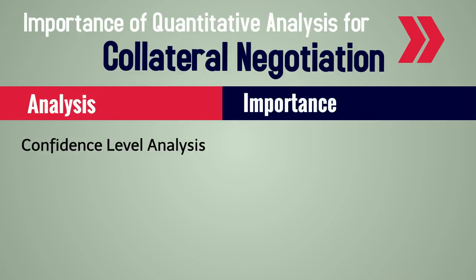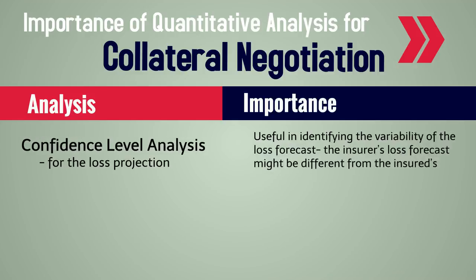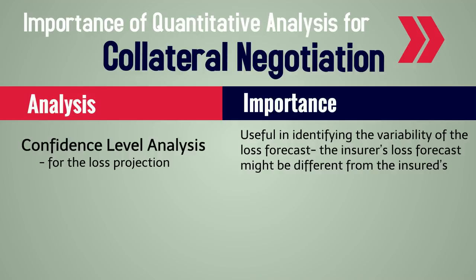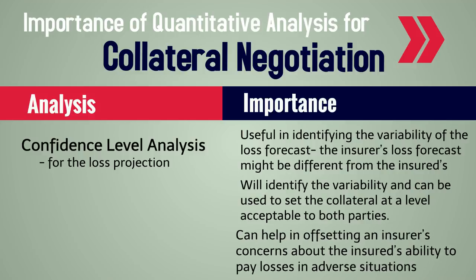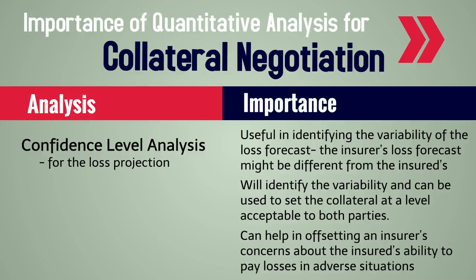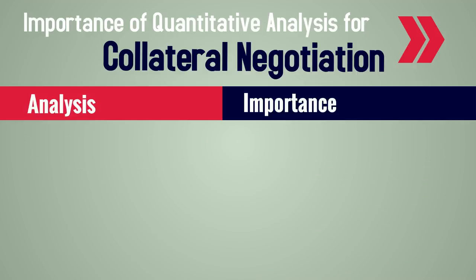A confidence level analysis for the loss projection is useful in identifying the variability of the loss forecast. The insurer's loss forecast might be different from the insured's. A confidence level analysis will identify the variability and can be used to set the collateral at a level acceptable to both parties. This analysis can also help in offsetting an insurer's concerns about the insured's ability to pay losses in adverse situations. You also want a payout schedule by coverage.